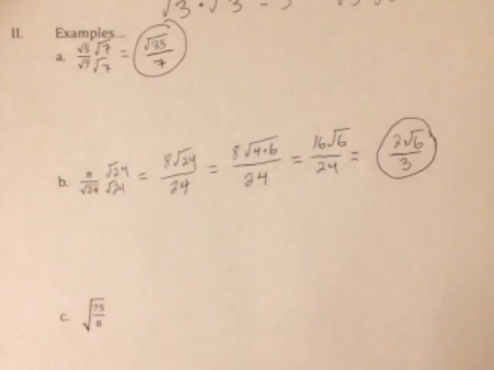And that's our final answer. Square root of 6 can't be broken down any further. We have no radicals in our denominator. Let's take a look at a different one.